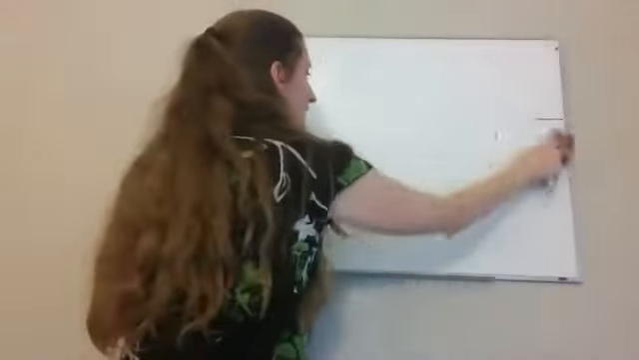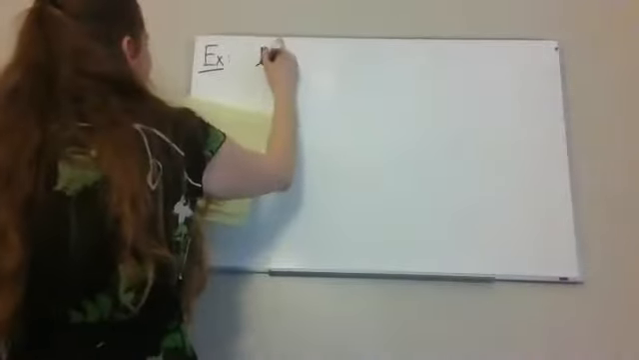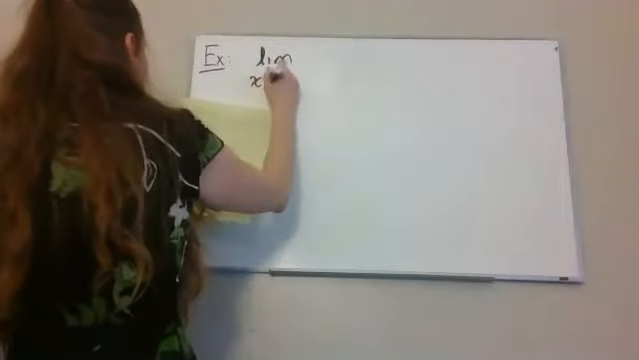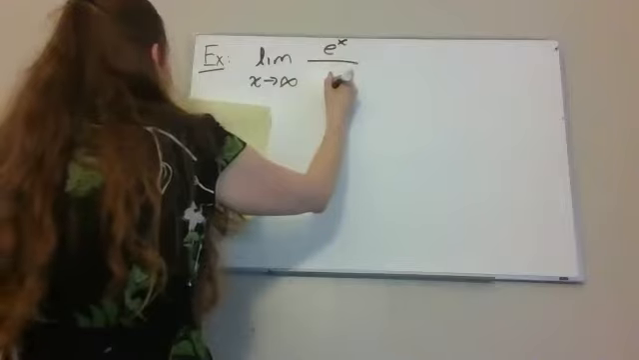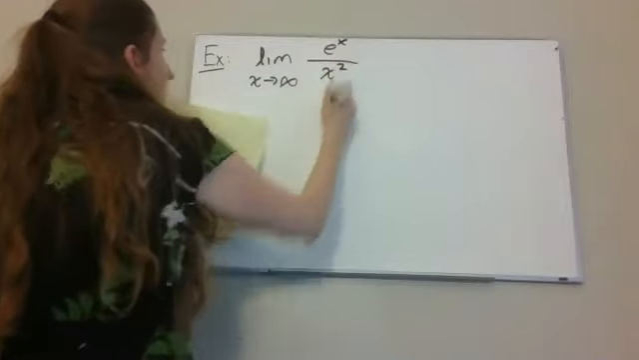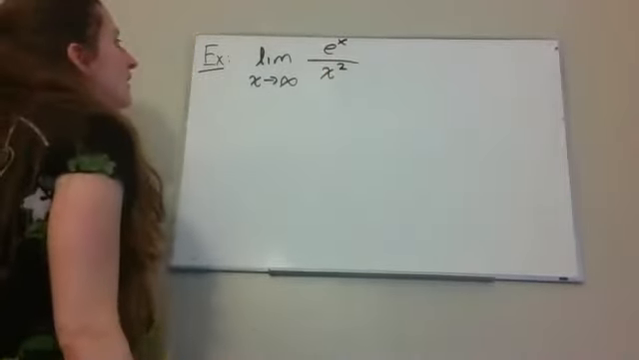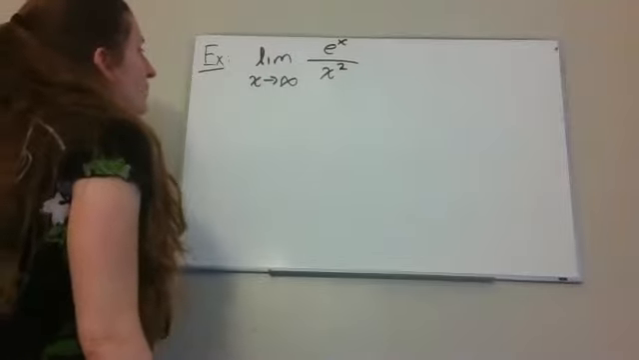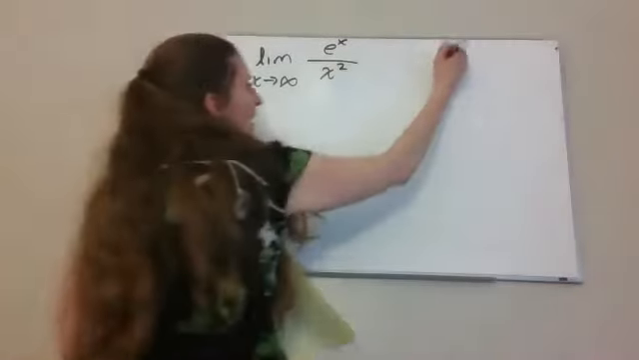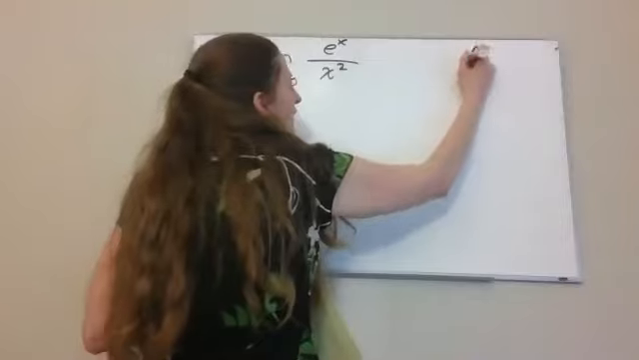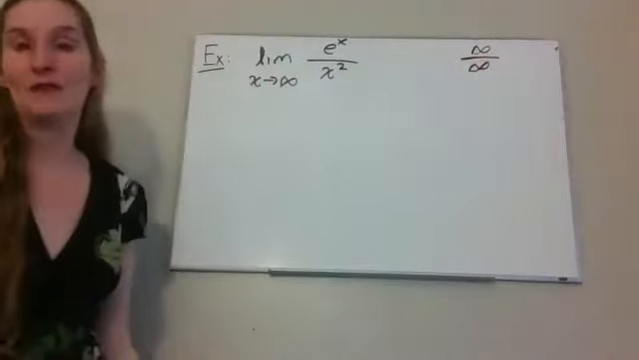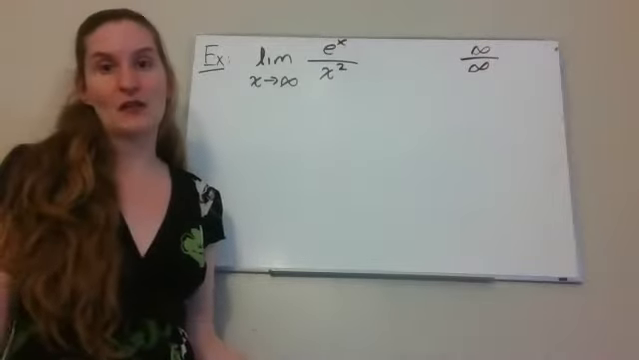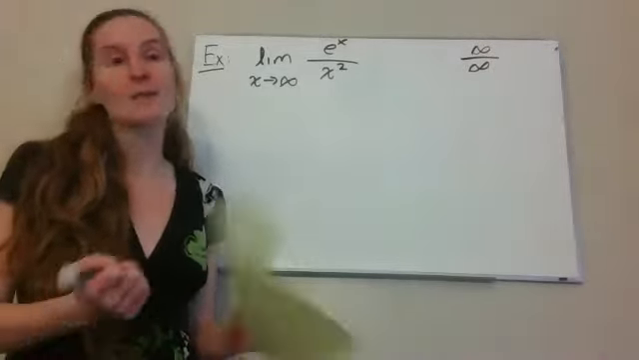Let's do another example. How about the limit as x approaches infinity of e to the x over x squared? Okay, well, if I think about plugging infinity in, e to the infinity would be infinite, and infinity squared is infinite. So I'm in an infinity over infinity situation, so L'Hopital's rule could apply.